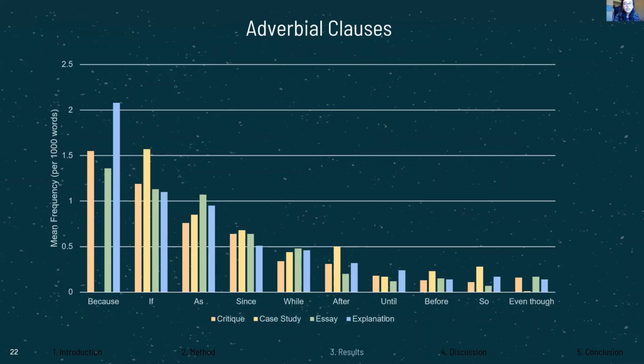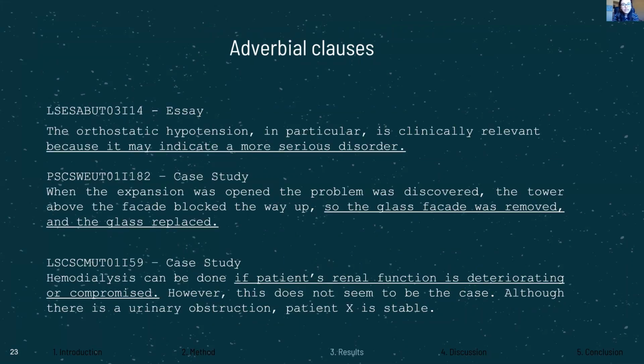And this is the adverbial clauses. Again, I'm showing you the features that control these adverbial clauses. We can see that the most frequent overall is because, but because is not frequent in case studies. I'll show you some excerpts while I explain why this is happening. So in essay, because is used as a form to construct the argument. In this example, the orthostatic hypotension in particular is clinically relevant because it may indicate a more serious disorder. Other studies looking at learner data have also found that because is the most common use of adverbial clauses.